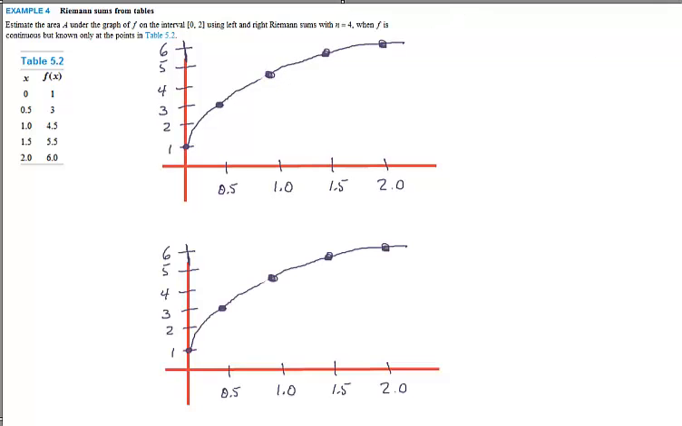Alright, I'll fix that. I need to do the Riemann sum using the left endpoint, then do the Riemann sum using the right endpoint. So I'm going to do that in two separate. There's that one using the left endpoint. Using the left endpoint, there's this guy. Using the left endpoint, there's this one.